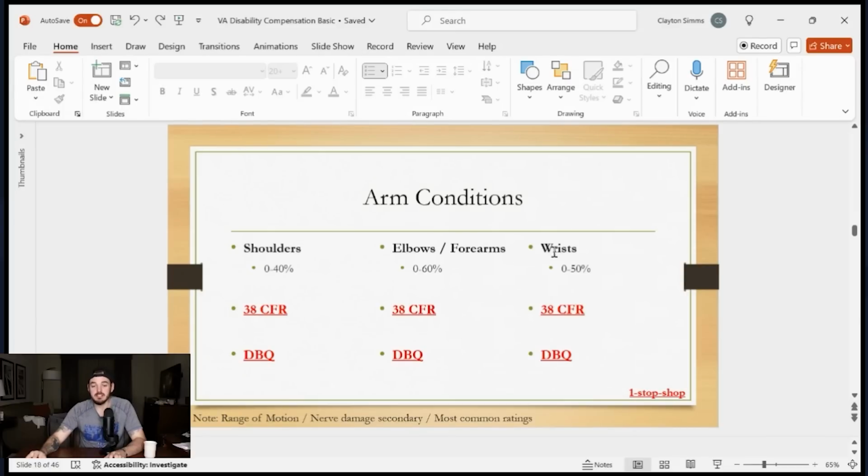Then we have arm conditions: shoulders, elbows, forearms. VA rates those in the same CFR, and your wrists. And here are the DBQs for those. Generally speaking, you're going to see about 10-20% for all of these. It's not common to see a very high rating for elbows and forearms or your wrist. I would say it's more common to see 40% ratings for your shoulders versus the others. Okay. Also, secondaries are covered in the advanced course. Nerve damage like carpal tunnel or cubital nerve can be service connected from these disabilities. Very, very easy type of claim to do.